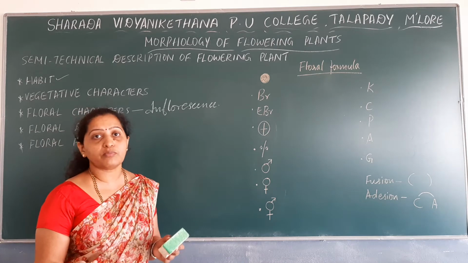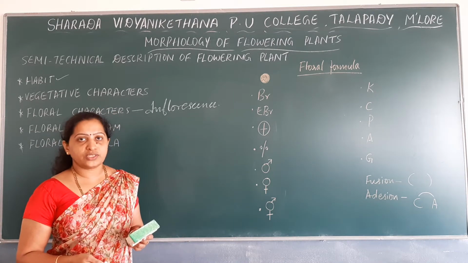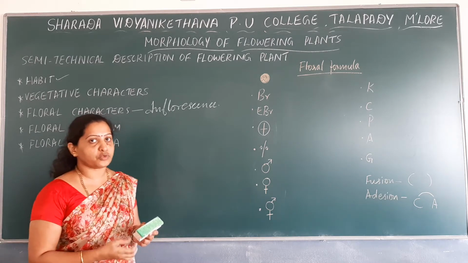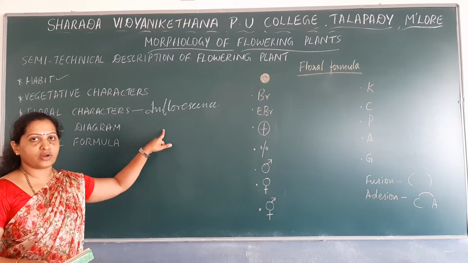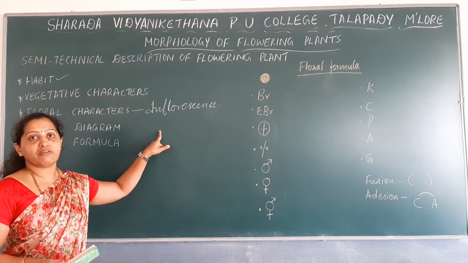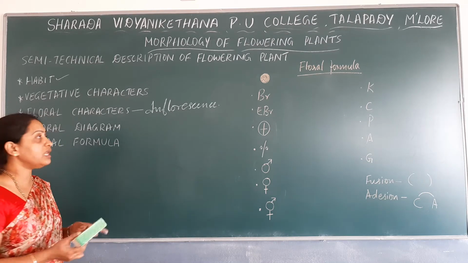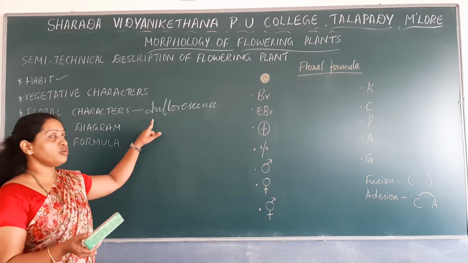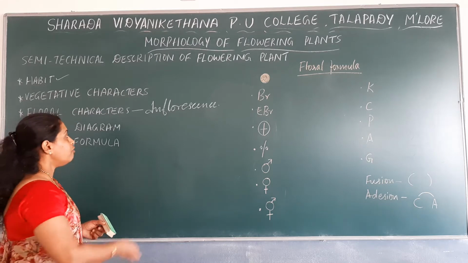Already we have discussed the types of inflorescence, racemose inflorescence and cymose inflorescence, and how the flowers are arranged in racemose as well as cymose. So you have to note down how the inflorescence is in a flowering plant. After describing the inflorescence, you have to describe the individual or single flower. You know that an inflorescence has a cluster of flowers.